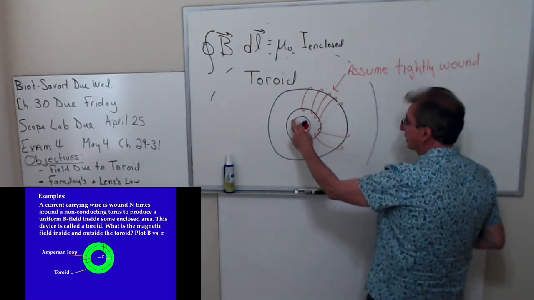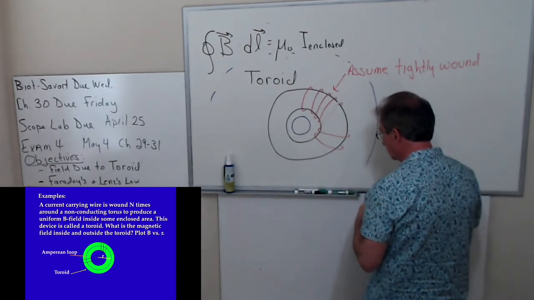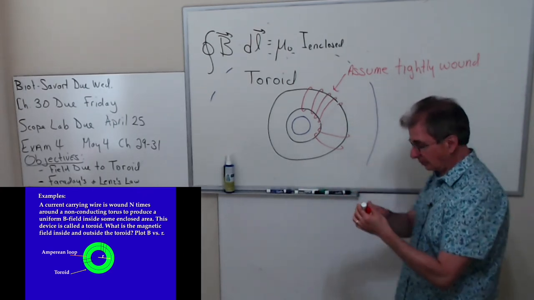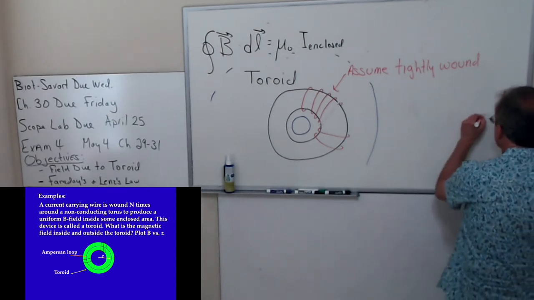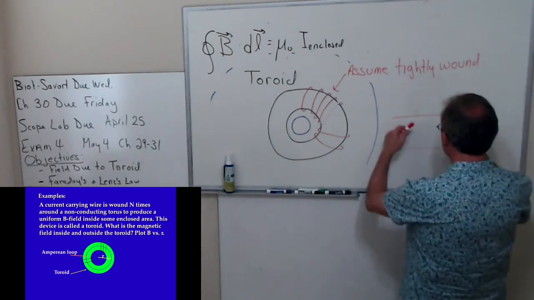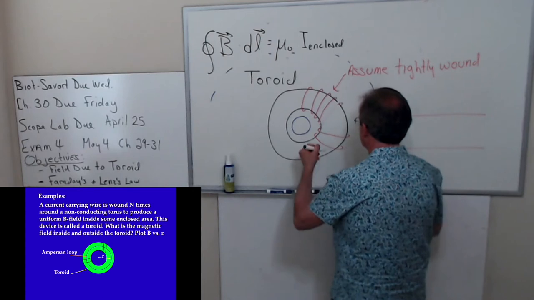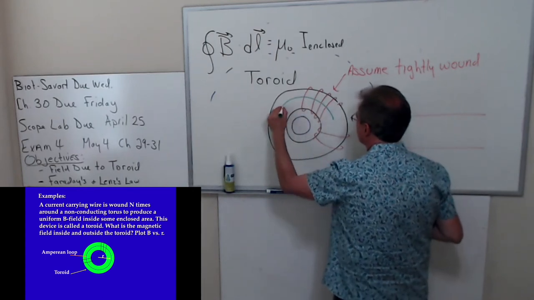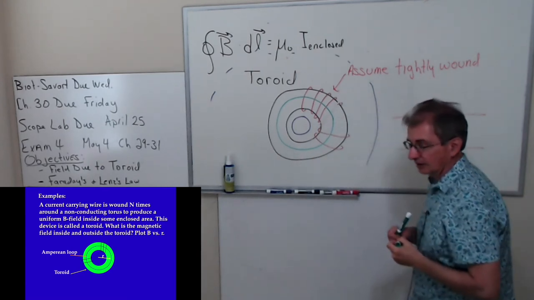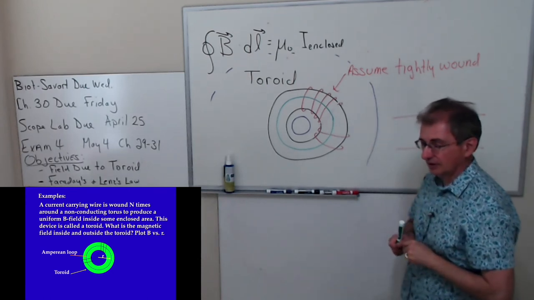Okay, so you can show that the field in here is zero using Ampere's law. You can show the field is zero out here. But then what about the field inside? What does the field look like inside? Well, remember the solenoid, the field inside the solenoid was along the axis. If you take this and bend it around, the field is going to be in this direction or in the opposite direction, depending on the direction of the current. The magnetic field is going to be this way in a torus.